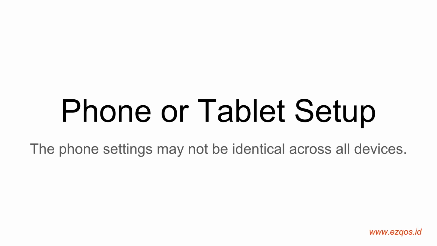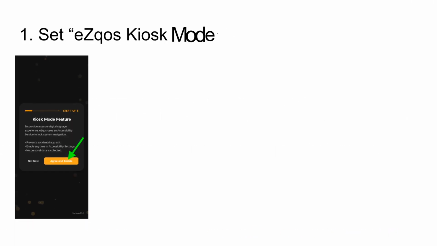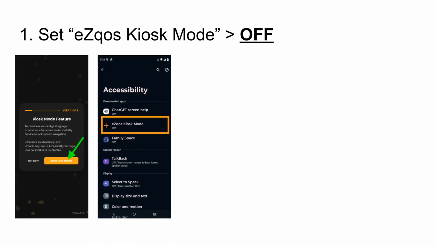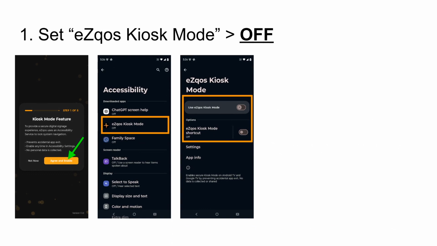Welcome to the eZqos phone or tablet setup video. Please note that phone settings may differ across devices. First, navigate to Accessibility in your settings. Set eZqos mode to Off to proceed with the setup.